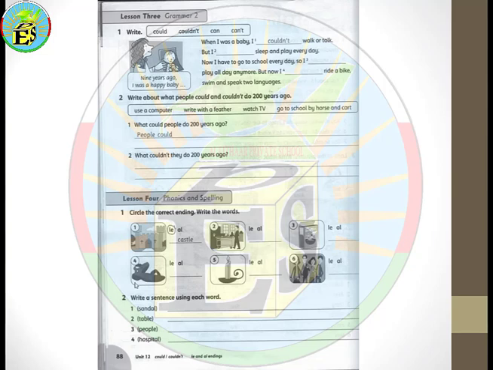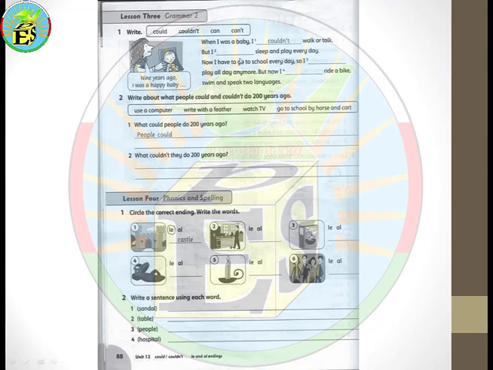Look at the photo here of this girl. She's holding a photo and she says, "9 years ago, I was a happy baby." And now she's talking about herself. "When I was a baby, I couldn't walk or talk, but I sleep and play every day." This sentence is in the past. She's talking about herself in the past, 9 years ago when she was a baby.